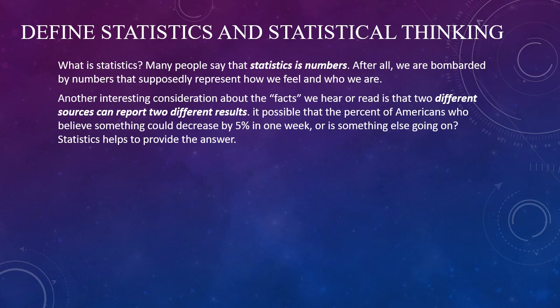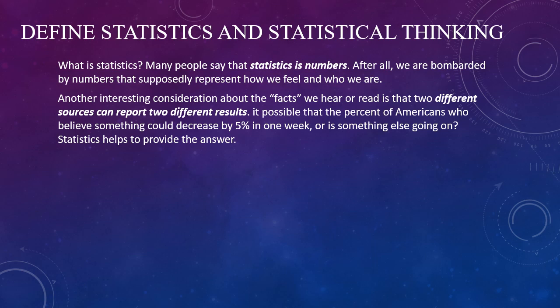Another interesting consideration is that in the facts we hear or read, we often get 2 different sources reporting different results. For example, your text talks about American beliefs and asks, is it possible that Americans' belief about something would drop by 5% in only 1 week? Of course, depending upon what happens, this is possible, but really they were talking about how two different sources can report really different numbers. When you have knowledge about statistics, you can look at how the studies were done, what the audiences were, what the populations responding were, and how they did the statistics or the study, and that can give you some insight into which may be more valid or not.